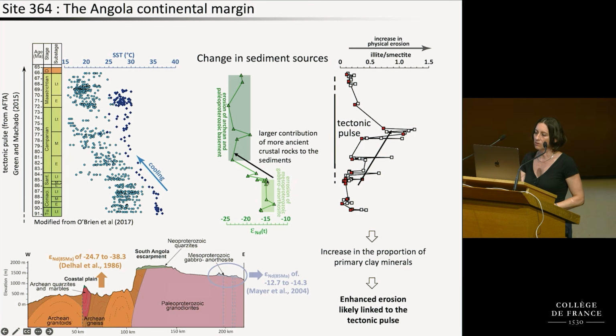This is also associated with a change in sediment sources that is marked by the evolution of neodymium isotope composition, which is coherent with what we know about the structure of the margin, where progressively, with denudation, we will erode more ancient Archean basement that is marked by more negative epsilon neodymium values.